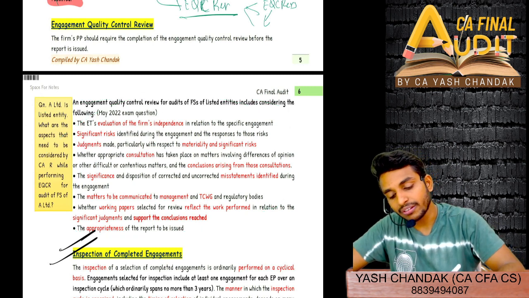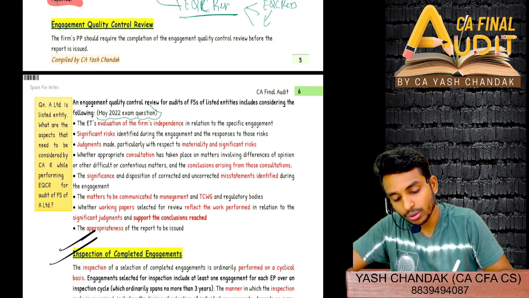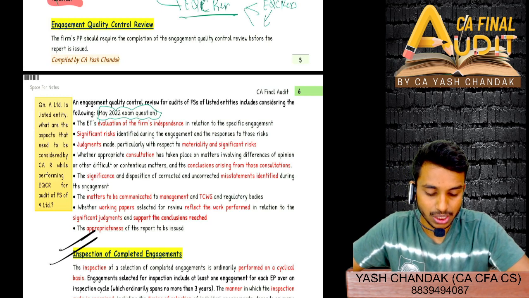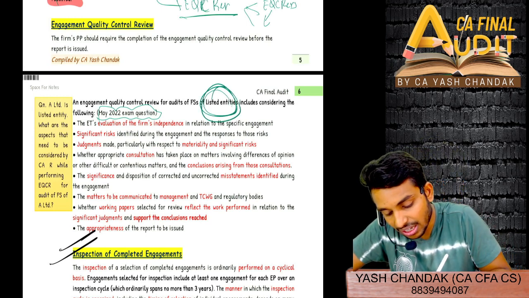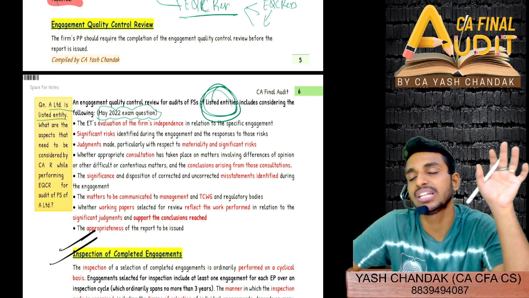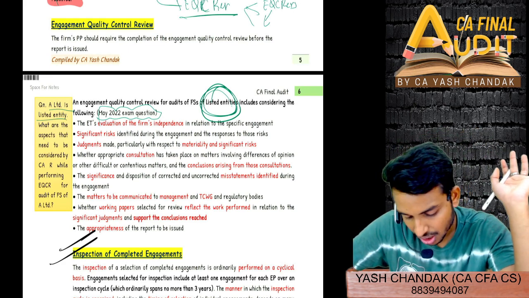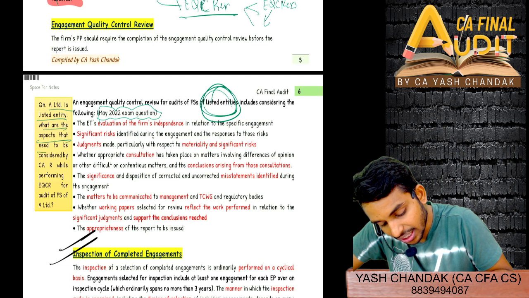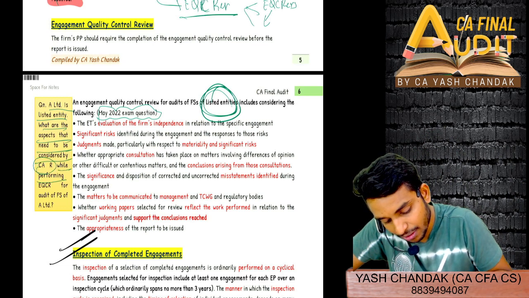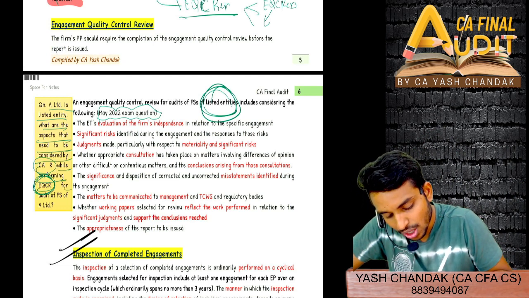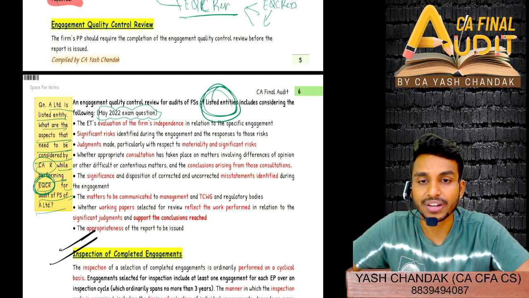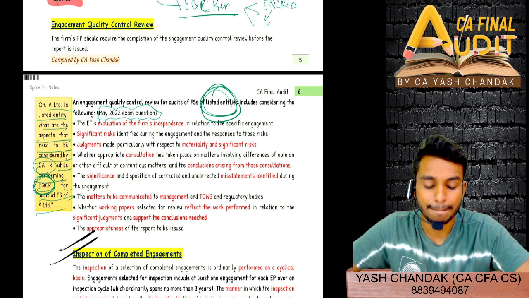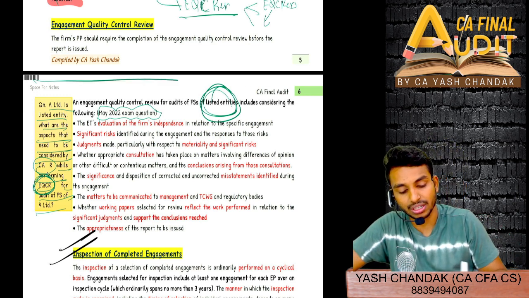Now before November 2022, this was asked in the May 22 exam. In the case of audit of financial statements of a listed entity. So in the question they simply gave: A Limited is a listed entity which is listed on the National Stock Exchange of India. So what are the aspects that need to be considered by the EQCR while performing engagement quality control review for the audit of financial statements of a listed entity? What all points do you need to consider?